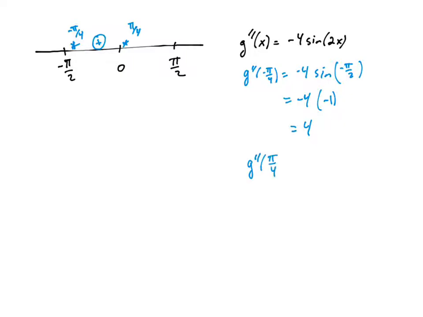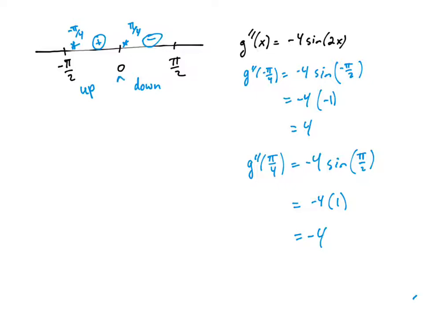Similarly, when we input pi over 4 into the second derivative, 2 times pi over 4 is positive pi over 2. Sine of pi over 2 is positive 1. So this is negative 4, which is obviously a negative value. So because this is the second derivative, this is telling us what the concavity is. The concavity here is going to be concave up. In this interval, it'll be concave down. And then because the concavity is changing from concave up to concave down, that means that this value is an inflection point.